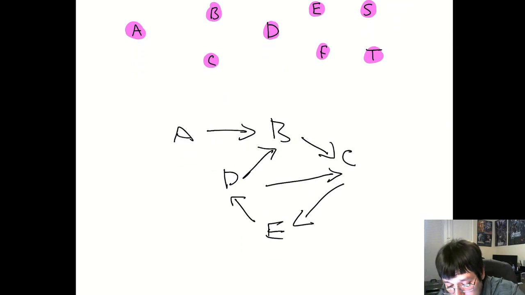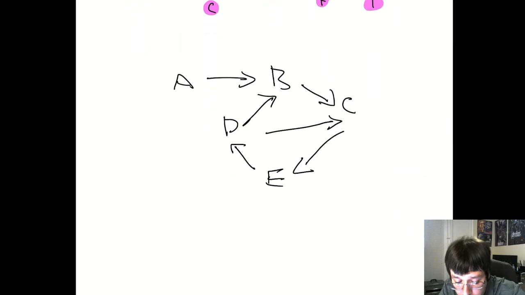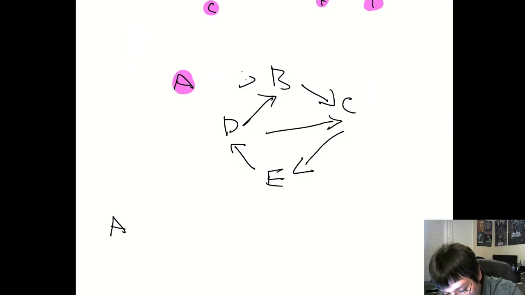That one. All right. So we got A, B, D, C, and E. So we're going to go kind of quicker on this one. So we start with A. So that gets rid of this edge. And then from there, what do we do? Well, they all have edges coming into them.